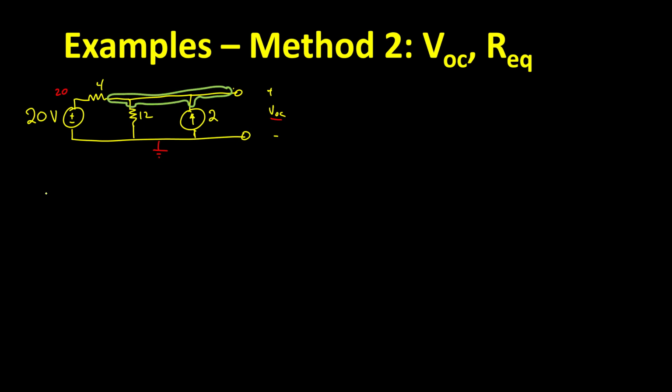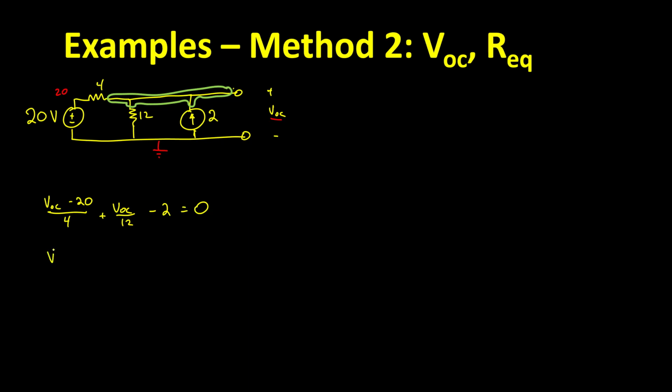The current going to the left of that node would be VOC minus 20 over 4. The current going down through the 12 ohm is VOC over 12. And the current going down through that 2 amp source going up is minus 2. And the sum of those currents has to be equal to 0.